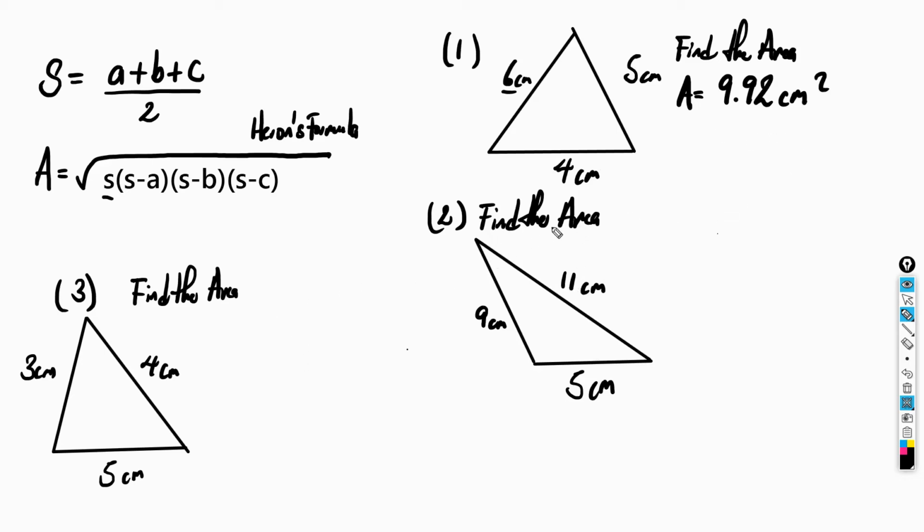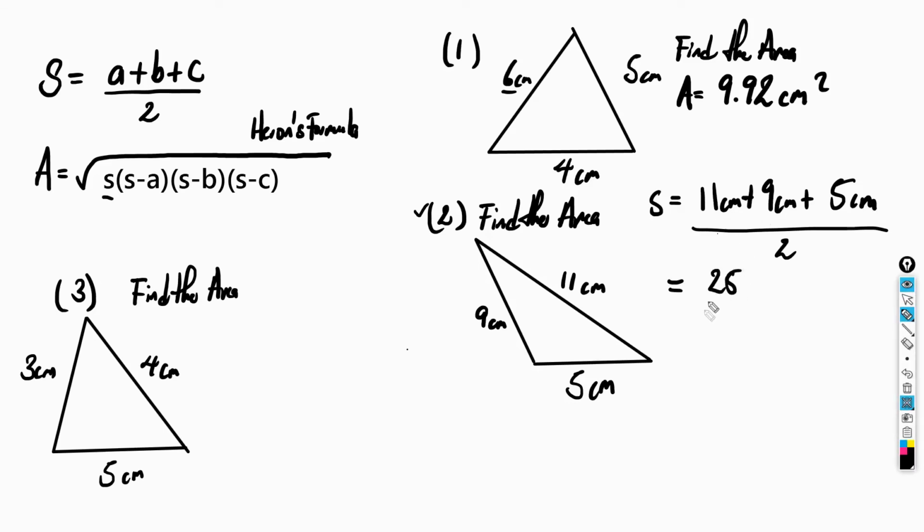All right, guys, so we did number one. Let's move on to number two, and we are going to do the same thing. The first thing we're going to do is find the semi-perimeter, which is going to be 11 centimeters plus 9 centimeters plus 5 centimeters, and we're going to divide that all by 2. 11 plus 9 gives us 20, plus 5 gives us 25 centimeters over 2. And that should be 12.5 centimeters.